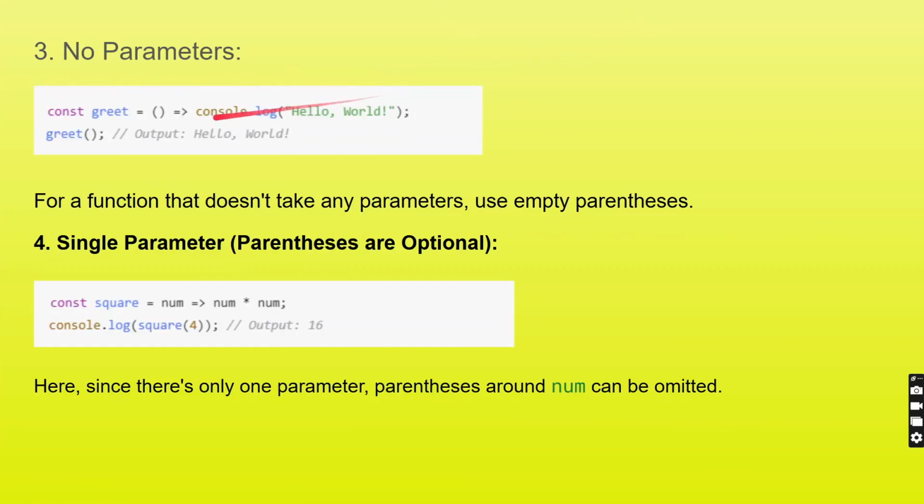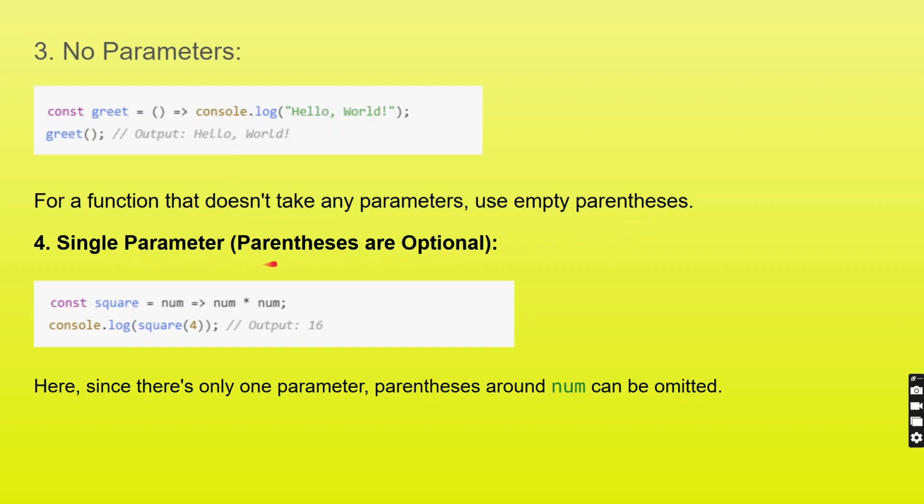Now no parameter. We have no parameter, that means no argument. Arrow function, empty parentheses, arrow, console.log hello world. Greet, output is hello world. For a function that does not take any parameter, use empty parentheses.